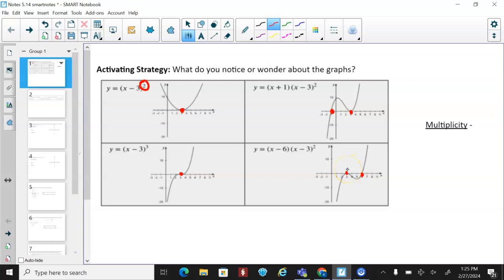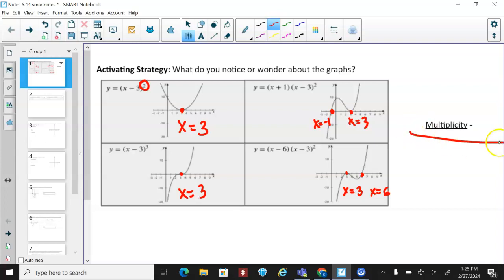What it's saying is that when you're looking visually at a graph, you're able to see one x-intercept at 3, okay? Now here it looks like x is at -1, and here x is at 3 again. Here it looks like it's at 3, and x is at 6, and here it looks like it's at 3. Different shapes of different graphs will indicate a different multiplicity.